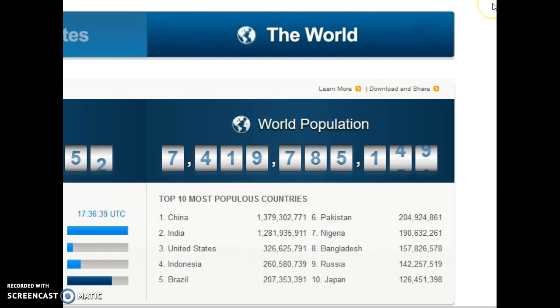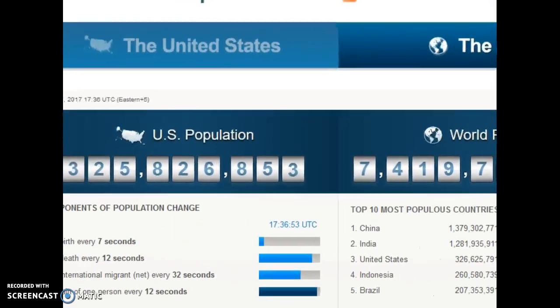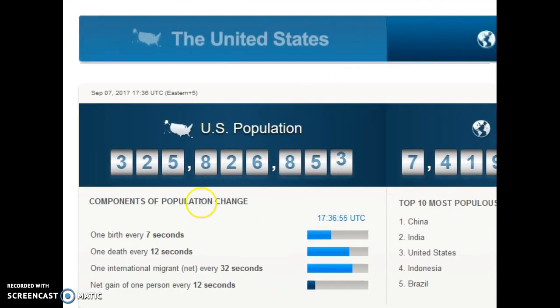Notice how fast the world's growing. So while the U.S. population is just slowly increasing, the world population is growing rapidly. It's growing at 3 people per second, roughly. Okay, so here's the average information down in the bottom corner here.